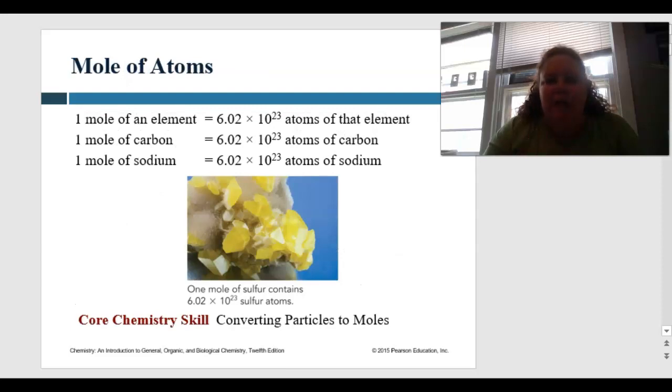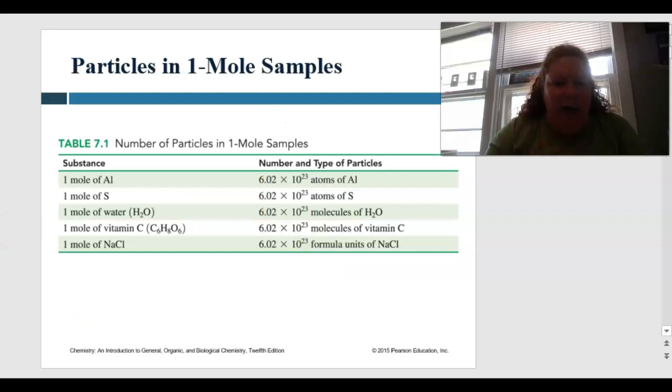So 1 mole of an element is 6.02 times 10 to the 23 atoms of that element. 1 mole of carbon equals 6.02 times 10 to the 23 atoms of carbon, the same with sodium. So what we're going to be able to do is look at a formula and convert these particles to the specific moles of that unit.